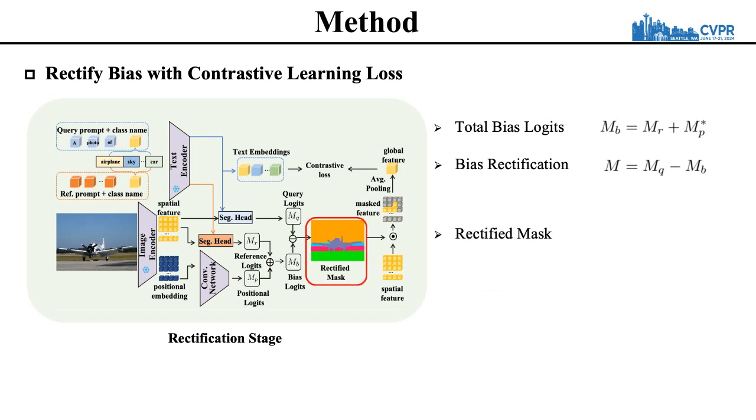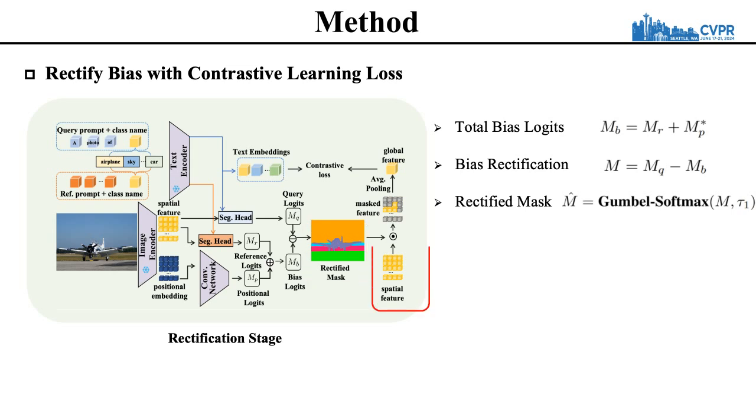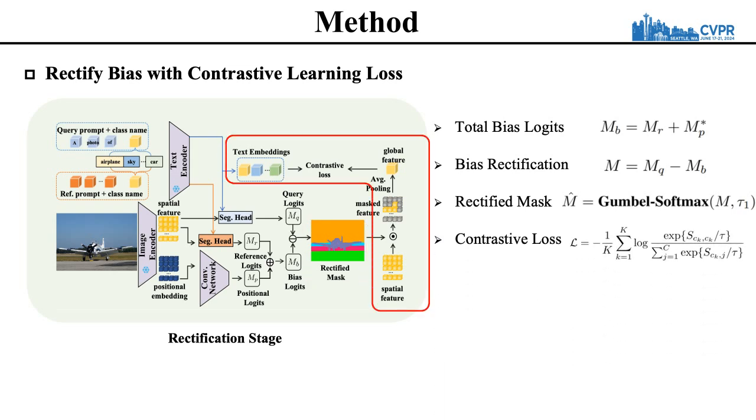Based on the rectified logits, we generate masks for different classes by a Gumbel softmax operation. Then the contrastive loss is imposed between the masked visual features and the text features of different categories to encourage the bias modeling and the rectification. It is worth noting that both encoders of CLIP are kept frozen.